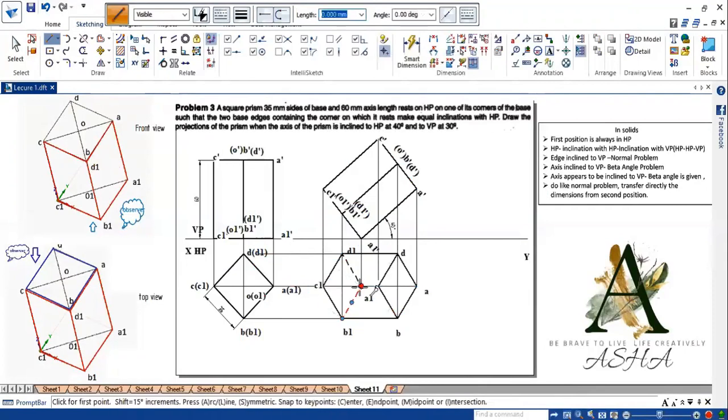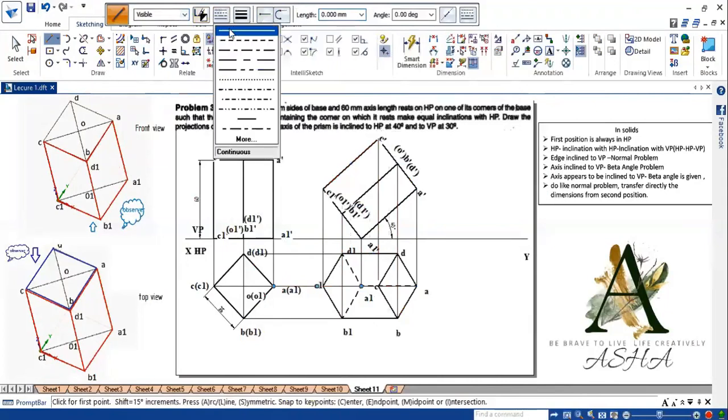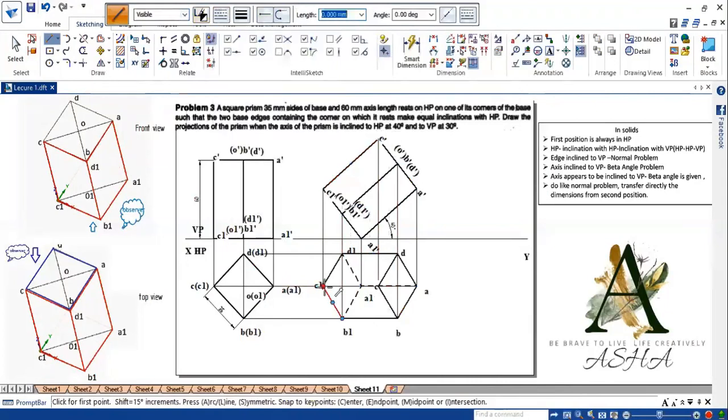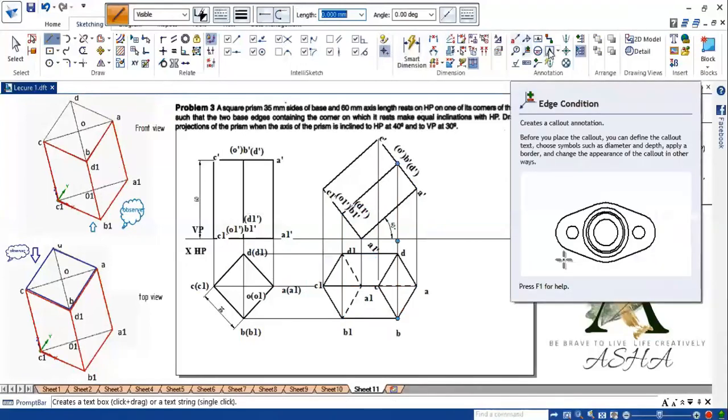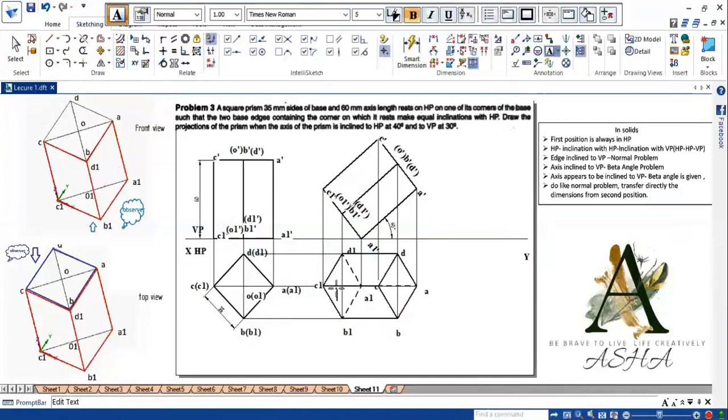So hidden line is represented as dotted line. But I can see C dash and C1 dash. So make that line as visible line. So C1 dash to C is visible. Only from A to C that edge will be hidden to me. Now you represent O1 and O. So this is my point O1 and this is O.